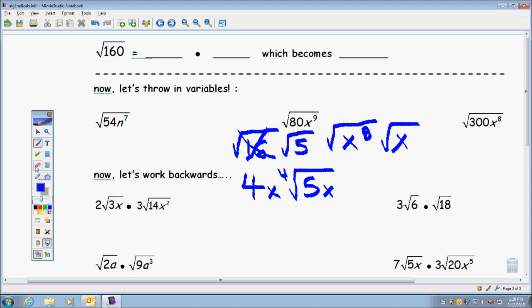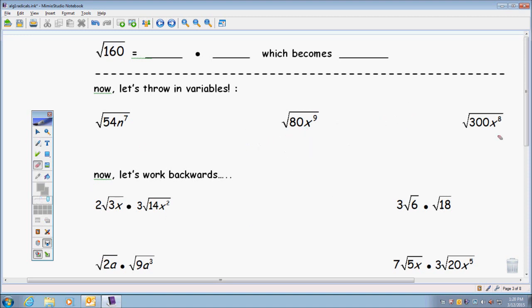Okay, next one. Radical 300 x to the 8th. Oh boy. All right, we're going to write this now. 300 becomes 100 times 3. Remember, 100 is a perfect square. 100 and radical 3. It doesn't matter where you write these. I just write them all over the place. x to the 8th is an even power. So we're just going to write x to the 8th. No need to break it down.